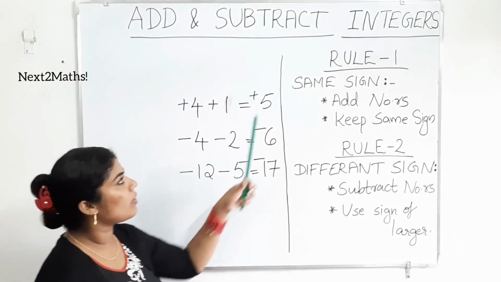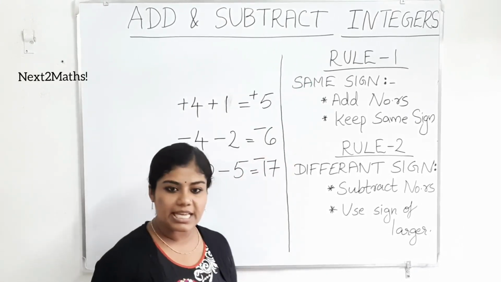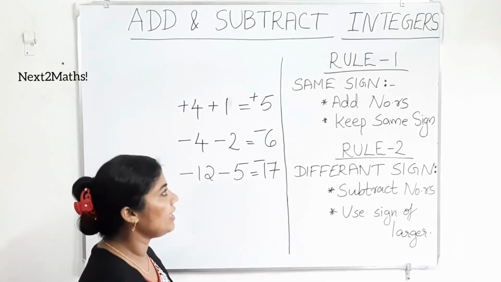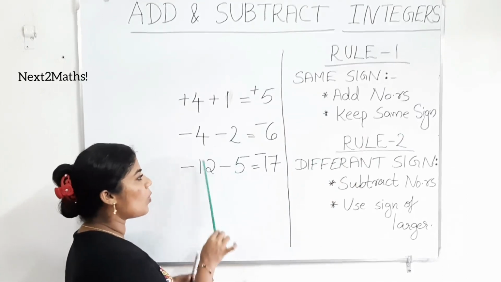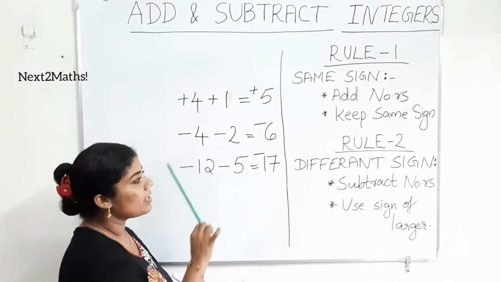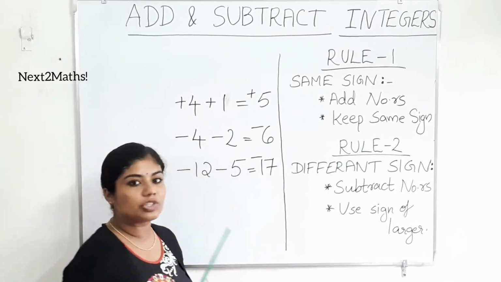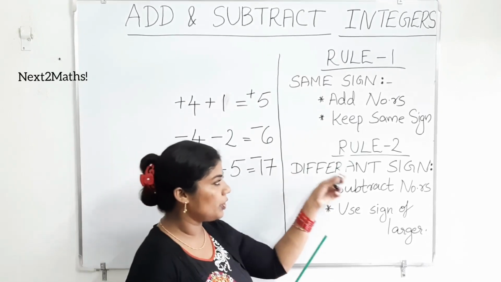So that's all about our rule 1. If it is the same sign, it is very easy. Just add up the numbers and keep the same sign that is in your question. Next we are going to check what is rule 2.